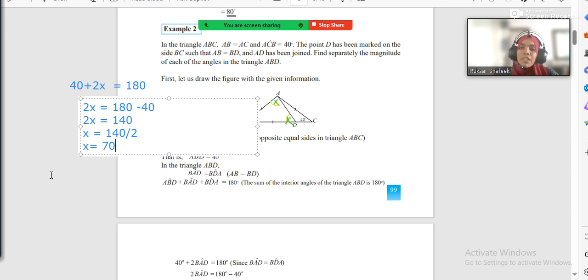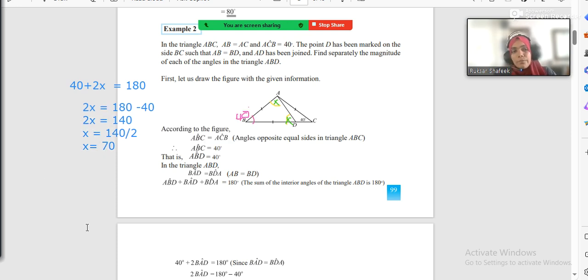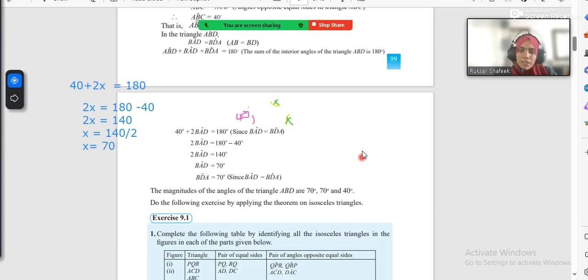Let's not forget to put the degrees as well, because it's important to have the 70 degrees there. And there we go. Our problem is solved. We have ADB, that is 70, and we have BAD, which is also 70 degrees. So yeah, that's about that question as well.